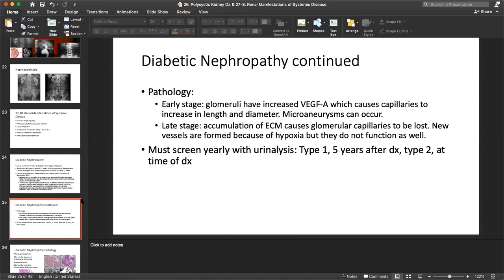Pathology: glomeruli have an increased VEGF-A, so the capillaries are going to increase in length and diameter, and microaneurysms can occur. So make sure that you screen them yearly. Type 1, and then 5 years after diagnosis. Type 2 needs to also be screened at the time of diagnosis.